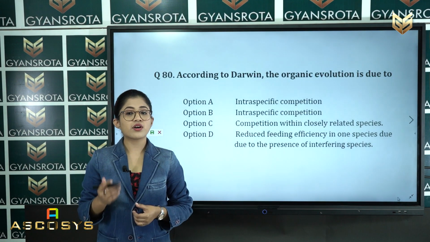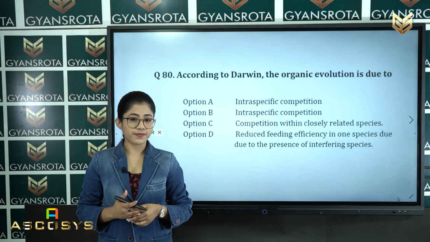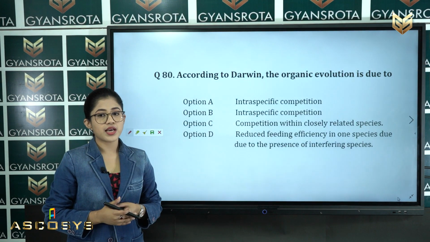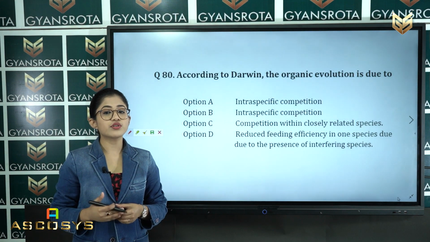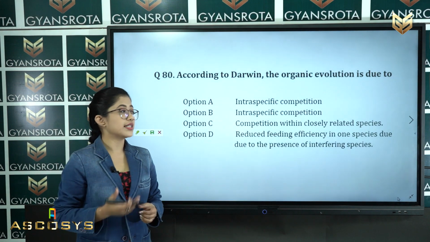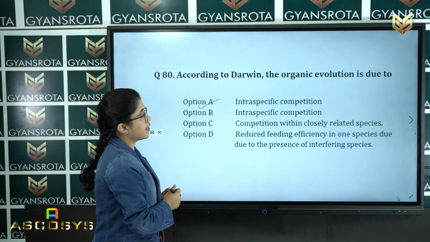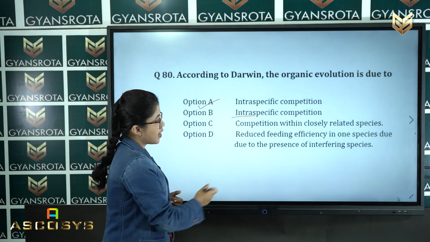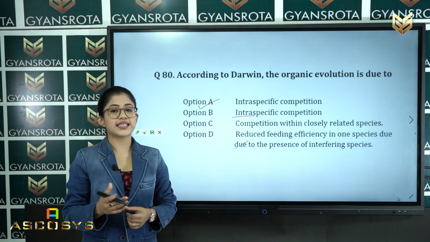So, what is the correct answer? According to Darwin, the organic evolution is due to option number A, intraspecific competition, option number B, it should be interspecific competition, option number C, competition within closely related species, and option number D, reduced feeding efficiency in one species due to the presence of interfering species. Student, this is from the chapter evolution. So, what is the correct answer? The correct answer is option number A, that is intraspecific competition. Don't get confused, there is a silly mistake in the question. It should be interspecific competition and there is an extra word, so it should be corrected. Okay. So, option number A, that is intraspecific competition, is the correct answer for this question.